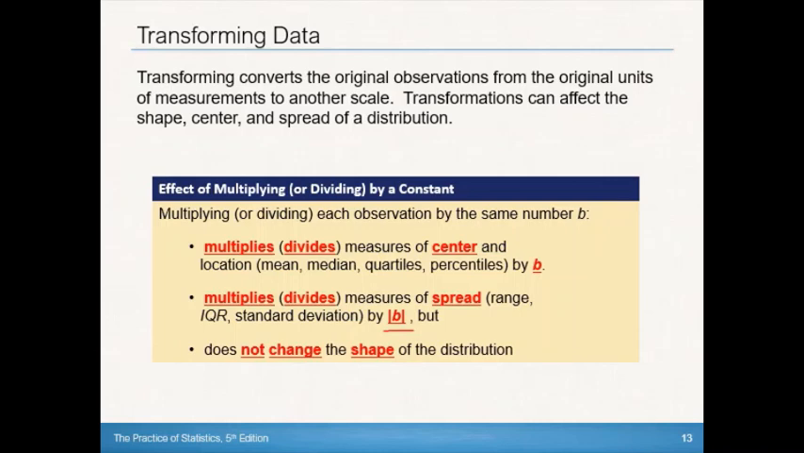All right, and then of course the shape still didn't change. If we look, both of those distributions were still skewed to the right. So the shape didn't change, but they got more spread out, while the shape is still the same.